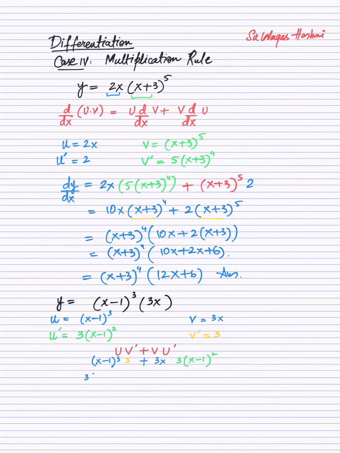So it will be 3 times (x minus 1) power cube plus 3 threes are 9x multiplied with (x minus 1) power 2. You can take common here, and that will be (x minus 1) power 2, and inside the bracket it will be 3 times (x minus 1) plus 9x. So (x minus 1) whole square is outside the bracket, and inside the bracket it will be 3x minus 3 plus 9x. So the final answer is (x minus 1) whole square times (12x minus 3). That is your final answer.